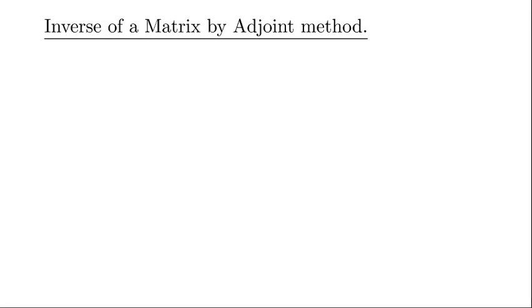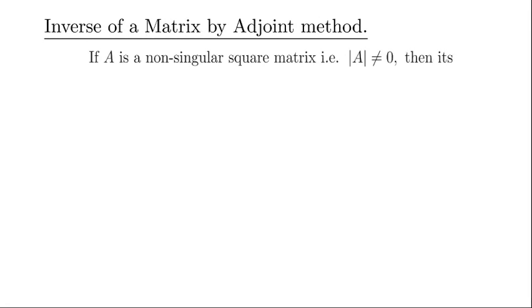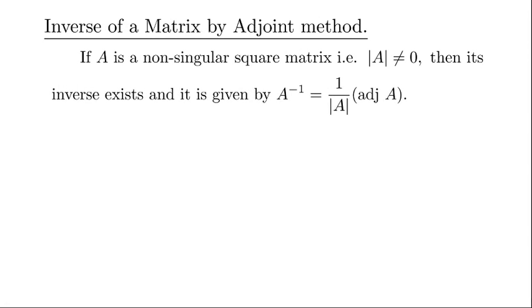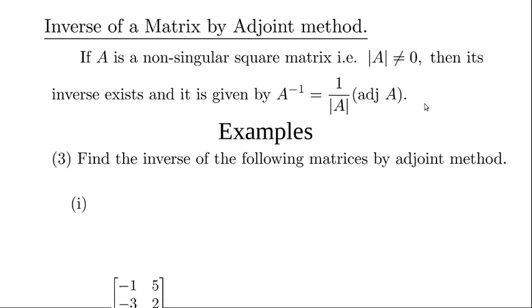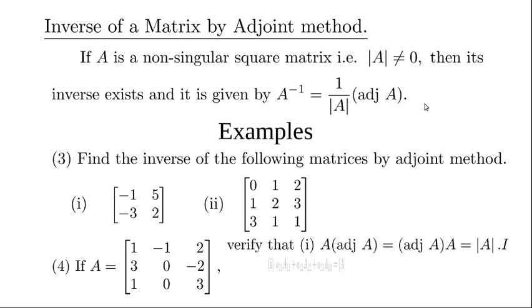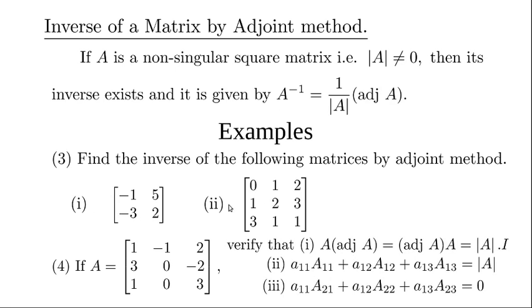Now let us go for inverse of a matrix by adjoint method. If A is a non-singular matrix, that is determinant of A not equal to 0, then its inverse exists and it is given by A inverse is equal to 1 upon determinant of A into adjoint of A. Let us consider some examples based on this formula. In these two examples we are asked to find the inverse of the given matrix, and in the next example we are asked to verify this result. Okay, now let us go for these examples.